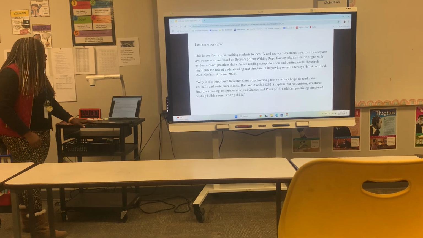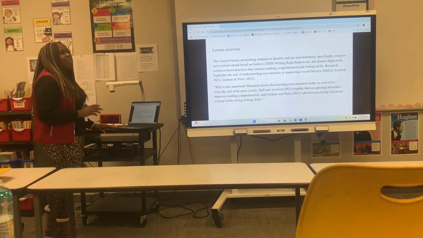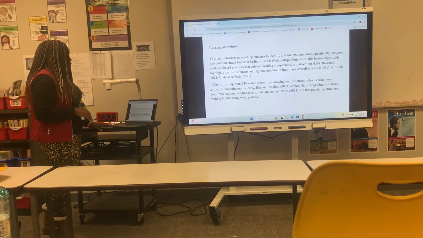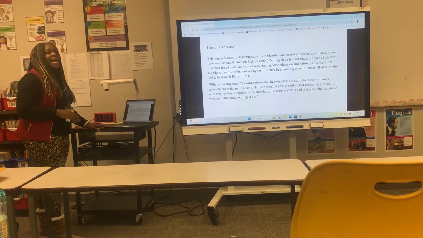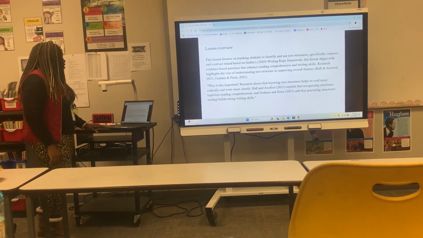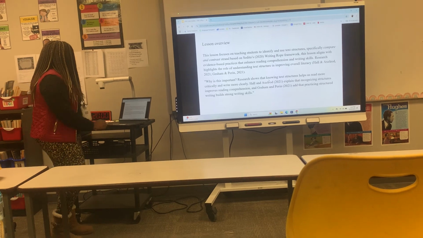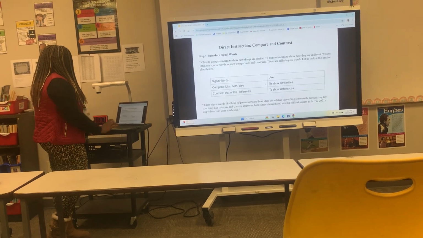Research shows that knowing text structures helps us to read more critically and also write more clearly. Hall and Alex-Rod 2021 explained that recognizing structures improves reading comprehension, and Graham and Perrin 2021 adds that practicing structured writing builds stronger writing skills.